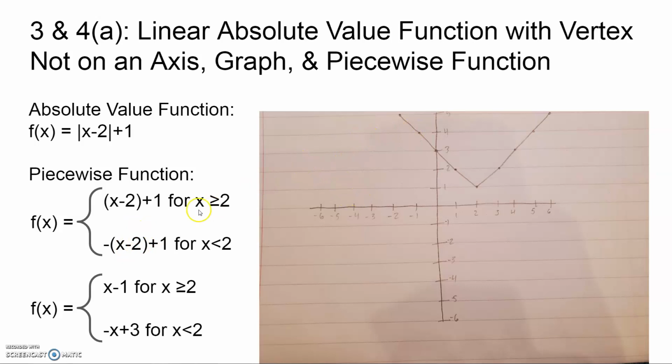And you can simplify these two equations into x minus 1 and negative x plus 3. The reason that the bottom two equations work is because when a number on the x axis is greater than or equal to 2, x minus 2 will always be positive. But when it's less than 2, it will always be negative, so we need the negative in front to make it positive.